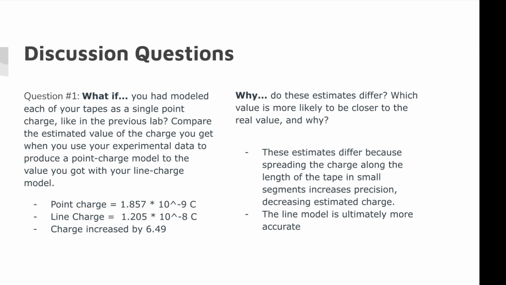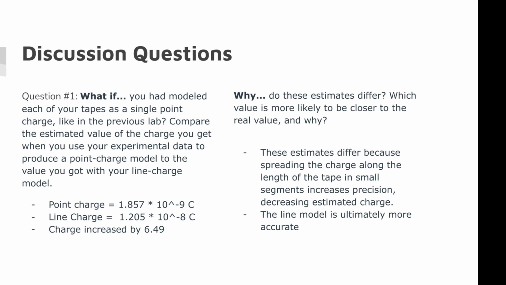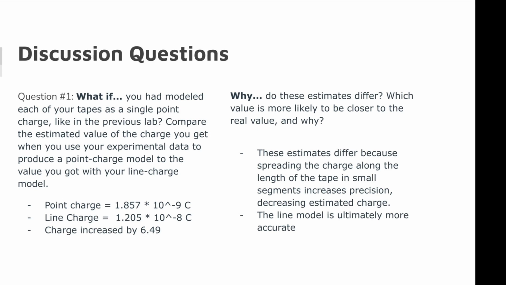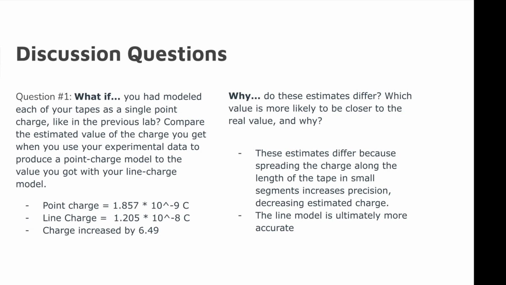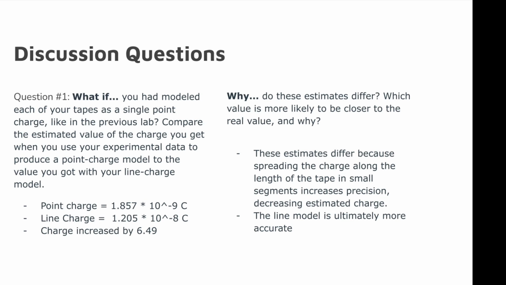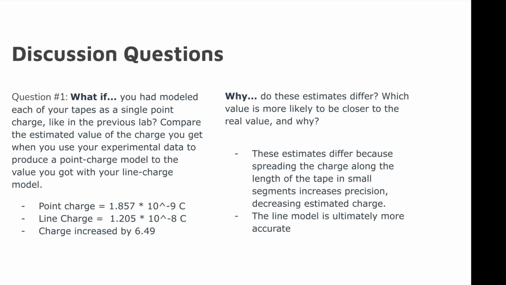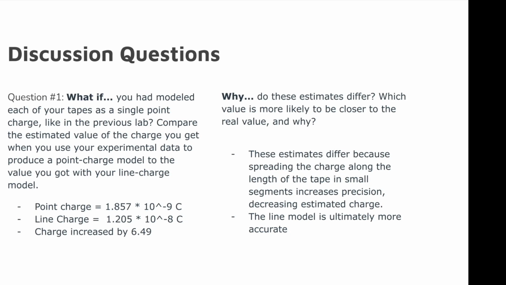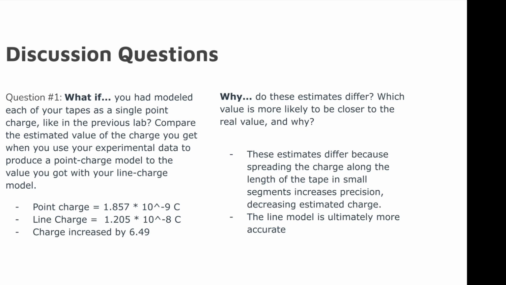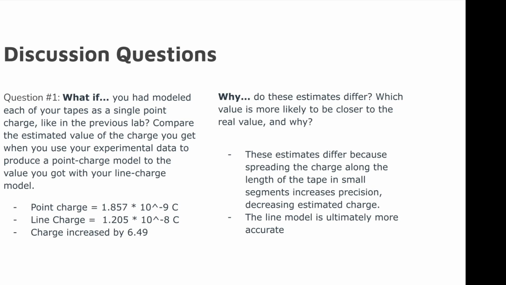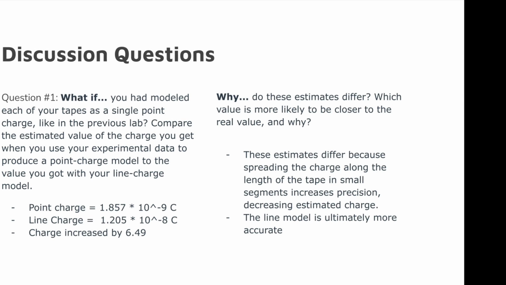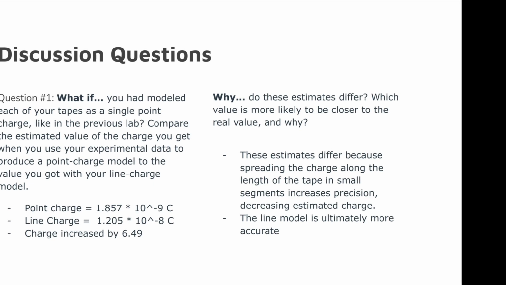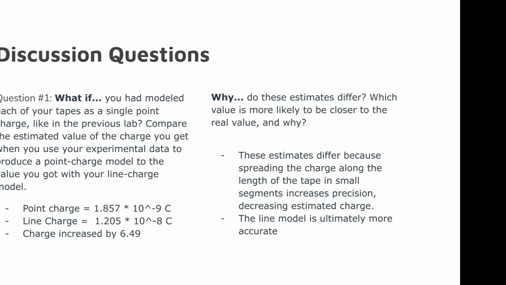Lastly, going into the discussion questions that were posed for this lab, looking back at what we expected from our results and what differed. Starting with question 1, which asks us what would happen if we had modeled each of our tapes as a single point charge, as in the previous lab. So the magnitude of the point charge in the previous lab of 1.8572 times 10 to the negative 9 coulombs increases in this lab by a factor of 6.49 to 1.205 times 10 to the negative 8 coulombs. So if we had modeled it as a point charge, we would have gotten a lesser magnitude for that charge.